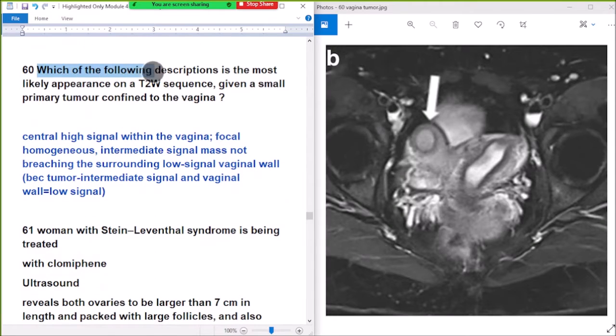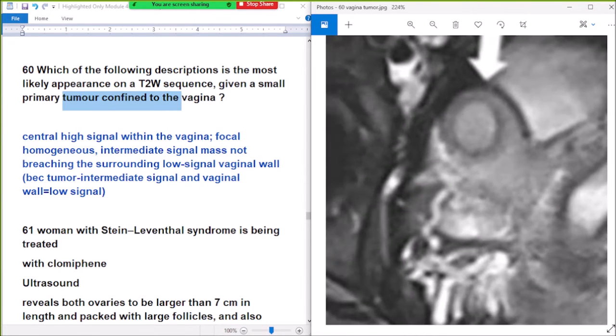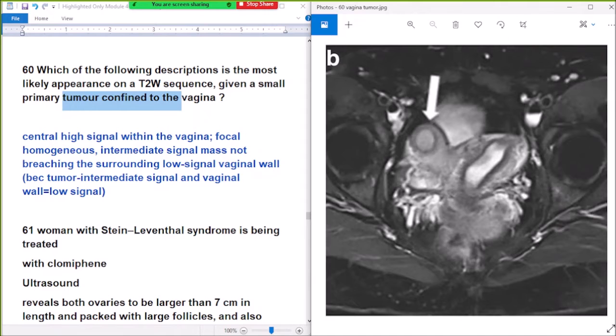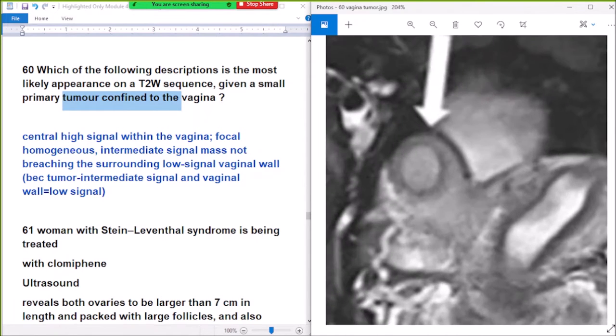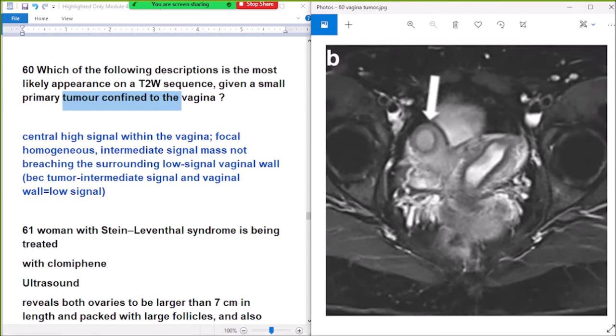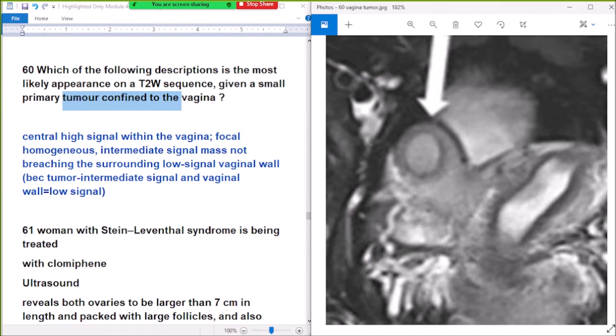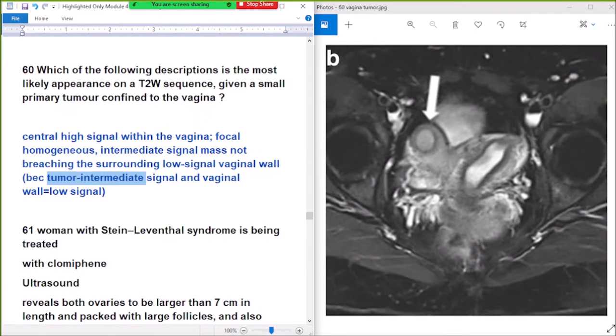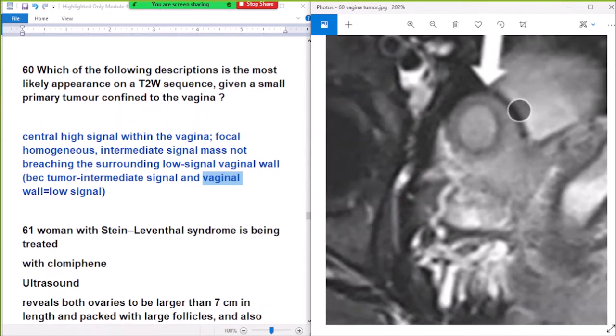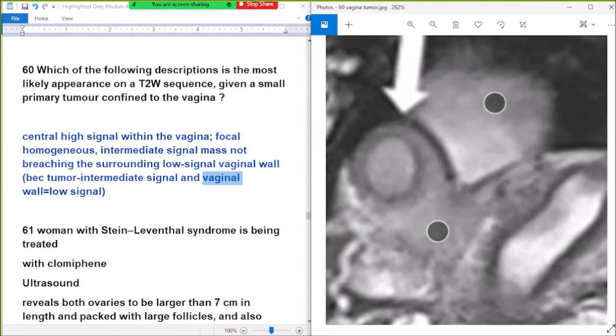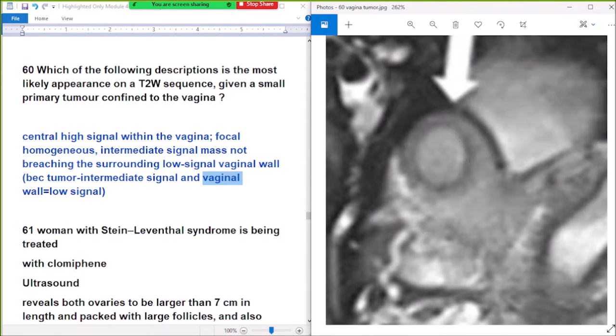60. With the following description, what is the most likely appearance on T2W sequence given a small primary tumor confined to the vagina? Small primary tumor confined to the vagina: the central high signal within the vagina, then a homogeneous mass with intermediate signal, not breaching the surrounding low signal vaginal wall. Because the tumor is intermediate signal and the vaginal wall is low signal.